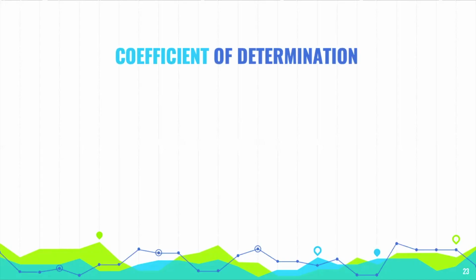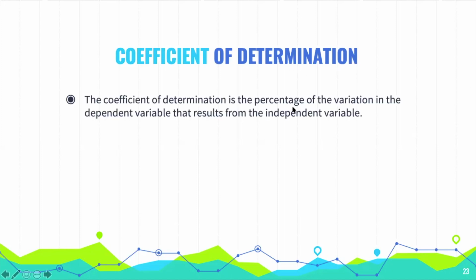The second concept that we need to remember is the coefficient of determination. From the term itself, it is the percentage of the variation in the dependent variable that results from the independent variable, meaning how many percent of your dependent variable ay dahil sa mga independent variable. So this is computed by just squaring the correlation coefficient R.